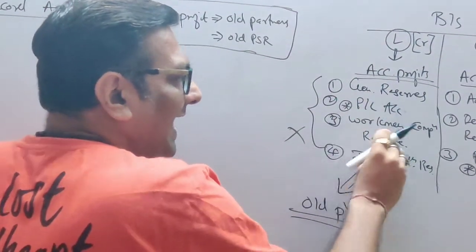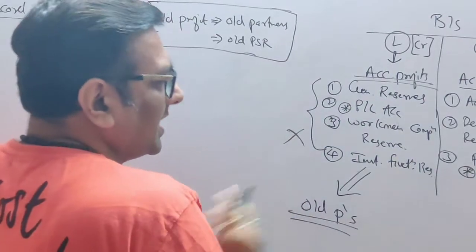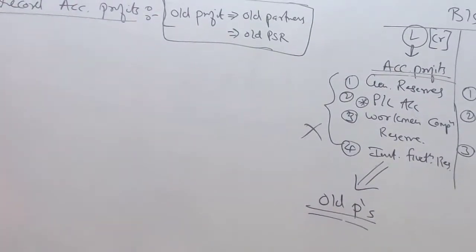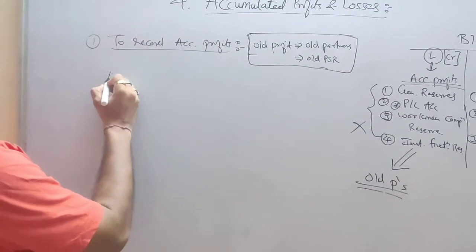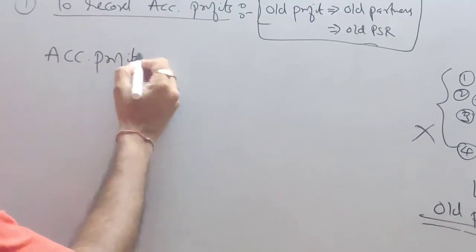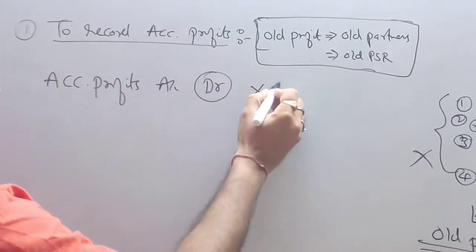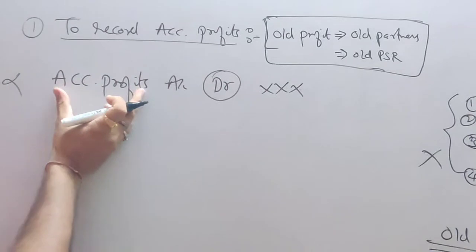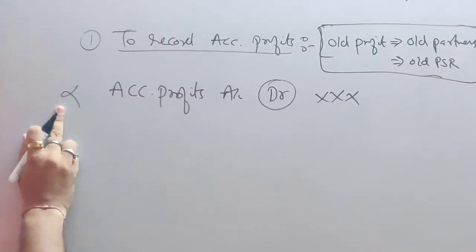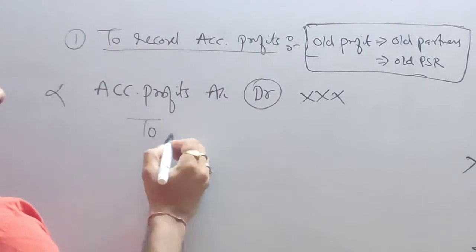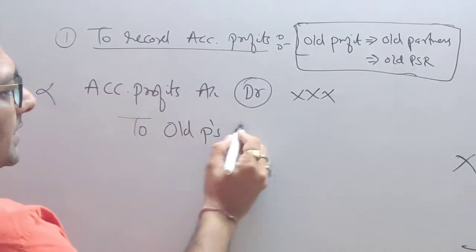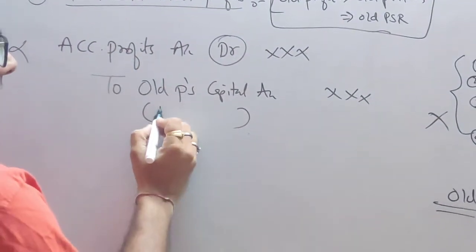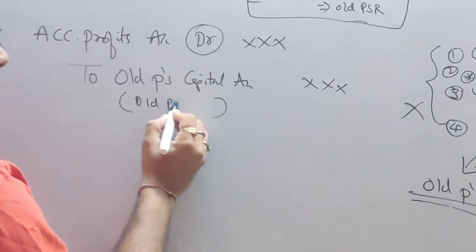What balances do they have? They have credit balances. If I am giving out to the old partners, what effect do I give? Yes, you will give the opposite effect. So this accumulated profit will get debited. When you debit accumulated profit, what is happening, students? Your accumulated profit account is getting closed, and you will give it to the old partners' capital account. You have to distribute this profit among the old partners in old PSR.